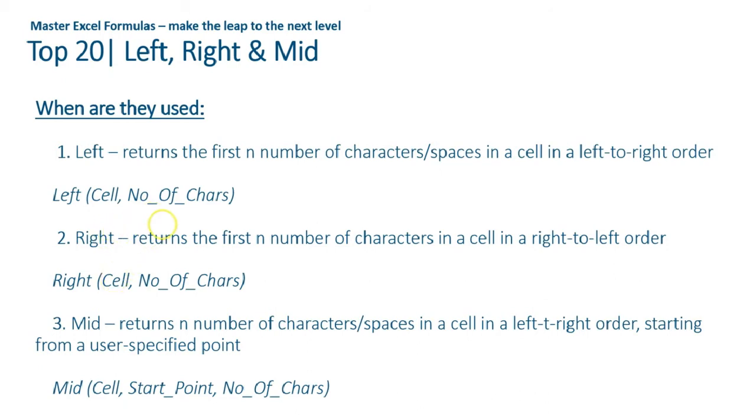The RIGHT formula is the opposite of the LEFT formula. It starts from the right and goes to the left, really. And again, the structure is pretty similar. You need to have the cell and then the number of characters. And then the MID formula returns n number of characters in a left to right order, starting from a user specified point. So the structure of the formula here is we need the cell again, we need the starting point, and we need the number of characters.